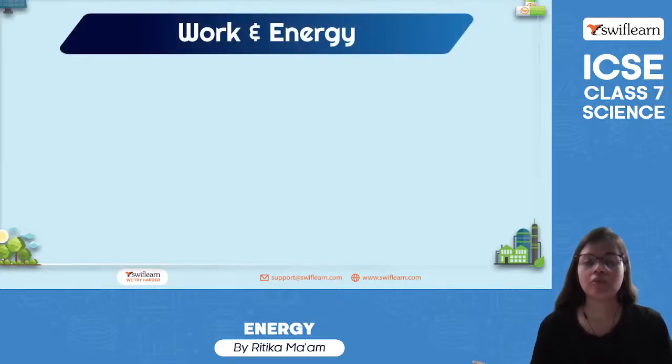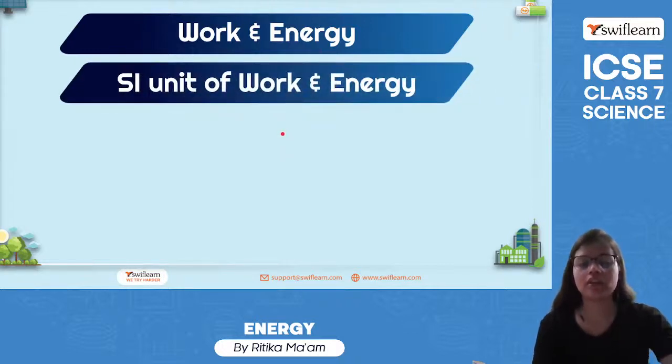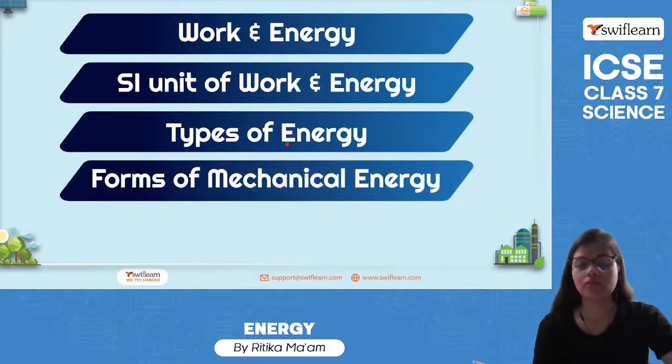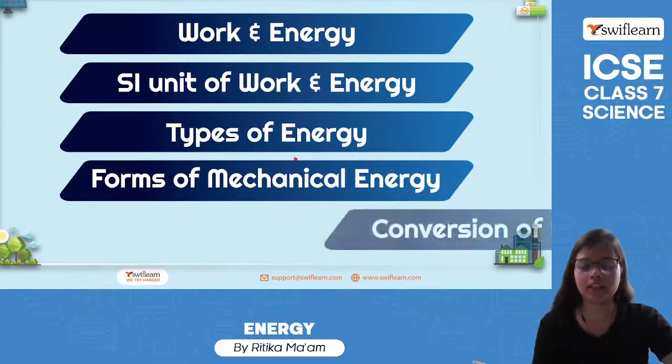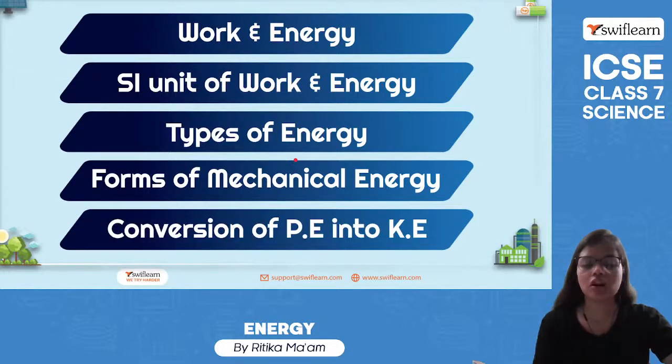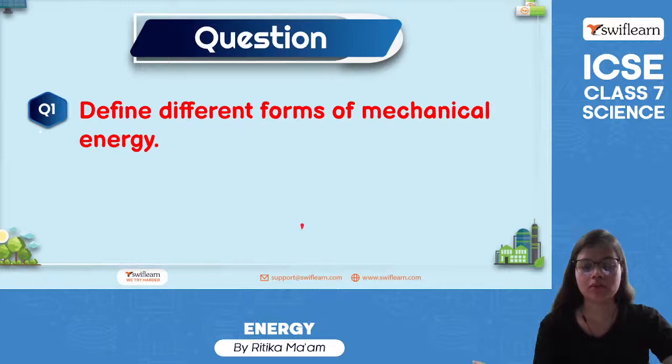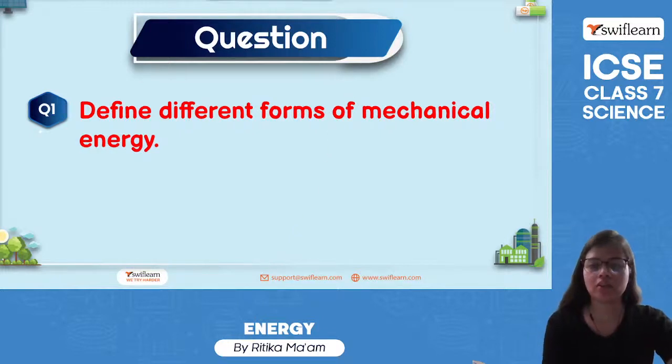Okay, so before beginning, let us have a quick recap of what we did in our last class. We learned about the SI unit of work and energy. We learned about different types of energy and the different forms of mechanical energy. Plus, we saw how to convert potential energy to kinetic energy. Now, let's do some questions to see what we have already done.